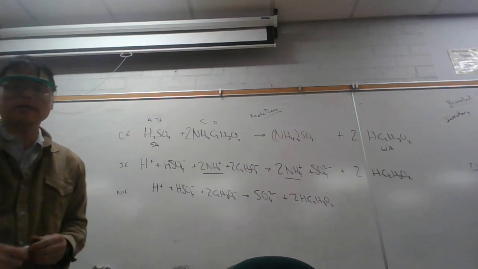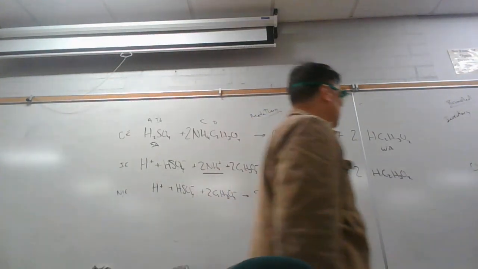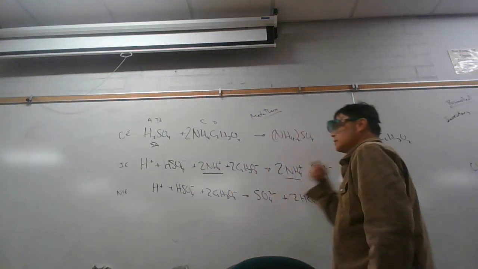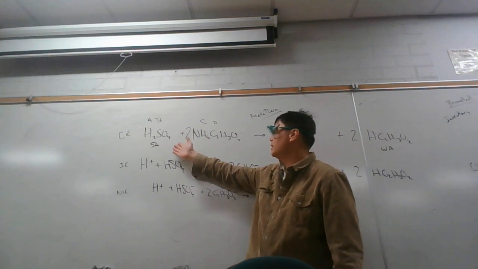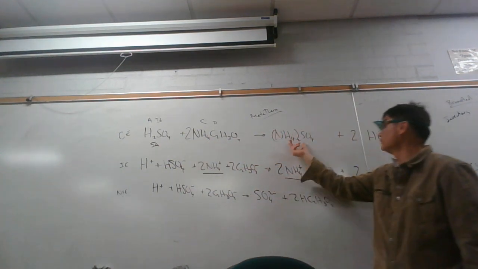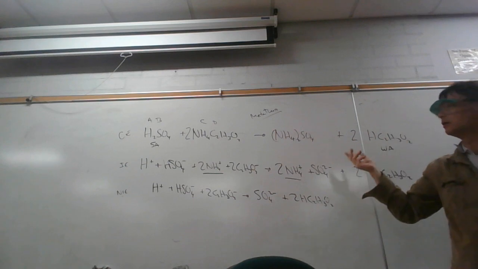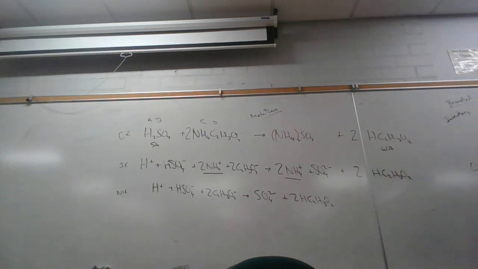So there's no precipitate, there's no gas formation. Sulfuric acid is a CCS, ammonium acetate's a CCS, ammonium sulfate's a CCS, and acetic acid is also a CCS. So I'm not going to see any gas formation, and I'm not going to see any precipitate. And so how can I tell if a reaction occurred?